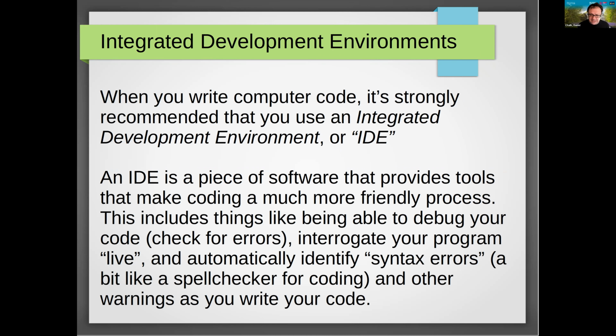You can automatically identify what we call syntax errors. The best way to think of a syntax error in code is it's a bit like a spelling mistake. It doesn't understand what you're trying to say. So it's a bit like a spell checker for coding. And that's quite important when you're coding. If you can imagine writing 1,000 lines of code in Notepad, then it just says it doesn't work, and then you have to sit through and try and work out what's gone wrong. So clearly you want something that will help you in that process. And it'll give you other warnings as well as you write and develop your code.